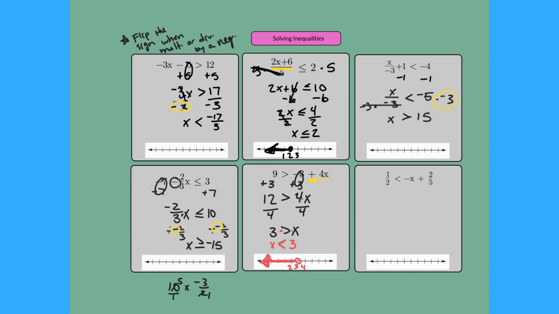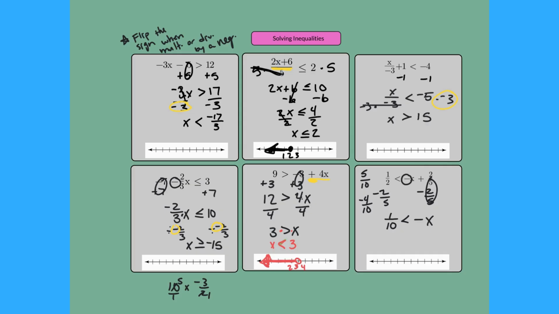we're going to follow the same steps even though they're fractions. So I've got to get rid of that plus 2/5. So the opposite of plus is minus 2/5 to make that 0. So I've got a minus 2/5 over here also. If you have a calculator, you can do that in the calculator. By hand, you need to get a common denominator. So the common denominator between 2 and 5 would be 10. So 1/2 is 5 over 10, and then negative 4 over 10. And then when I subtract, I get 1 over 10 is less than negative x.